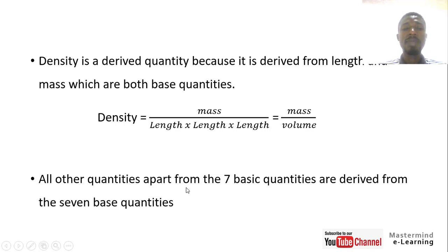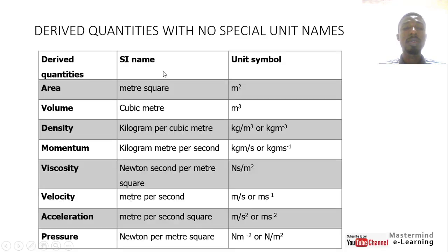All other quantities apart from the 7 base quantities are derived from the 7 base quantities. So this is a table of derived quantities which have no special unit names. Area is meter squared, volume is cubic meter, density is kilogram per cubic meter, momentum is kilogram meter per second, viscosity is Newton second per meter squared, velocity is meter per second, acceleration is meter per second squared, pressure is Newton per meter squared.